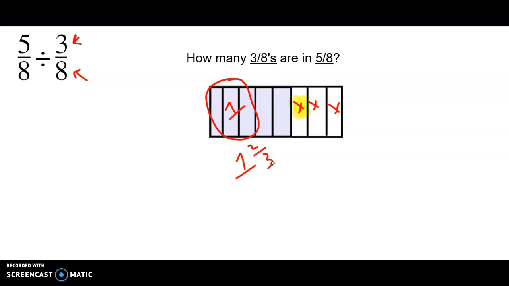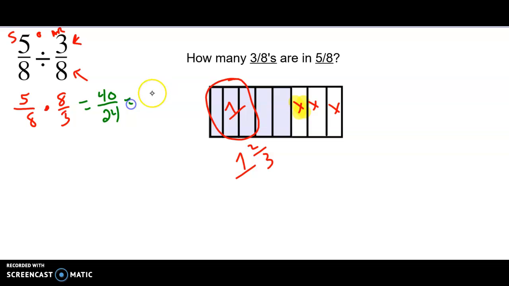We gotta stop modeling. But now that you understand modeling, let's get to the actual algorithm. All we have to do is SOAR: same, opposite, and reciprocal. So keep 5/8 the same. The opposite of division is multiplication, and the reciprocal of 3/8 is 8/3. All right, now I can either multiply straight across and get 40/24.